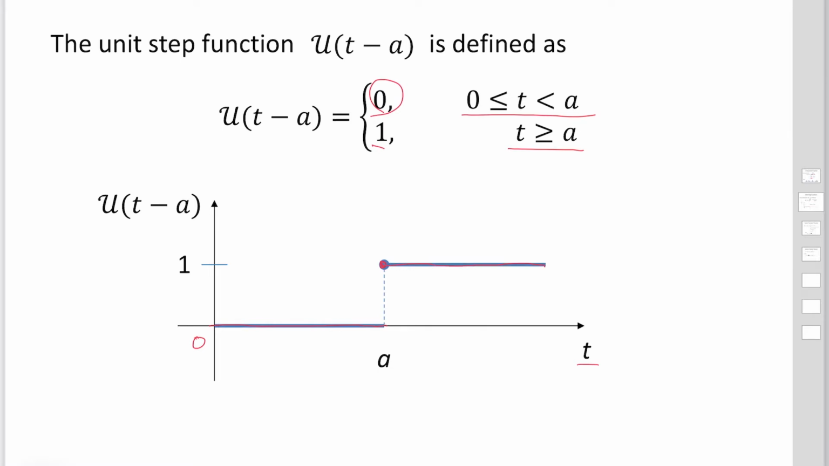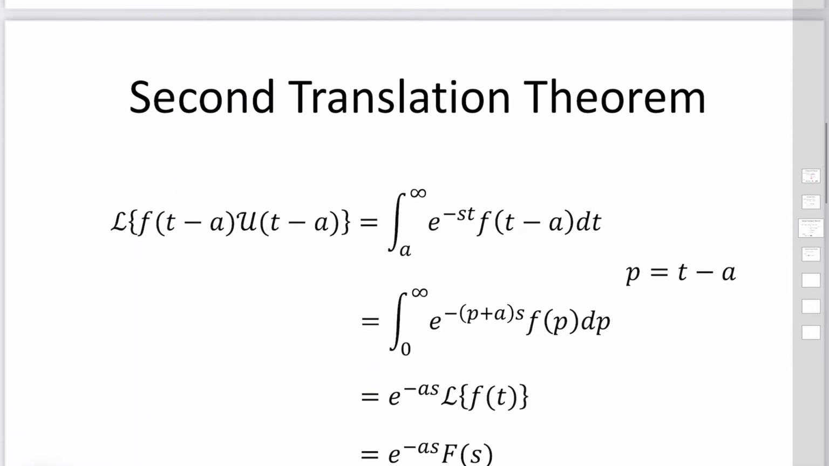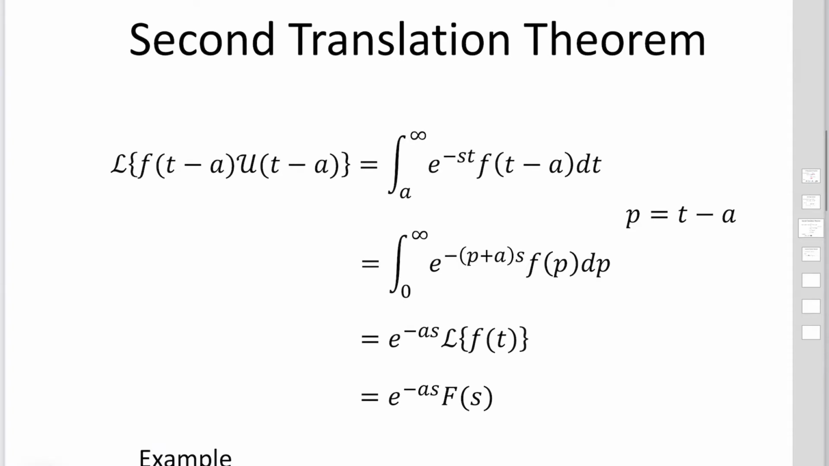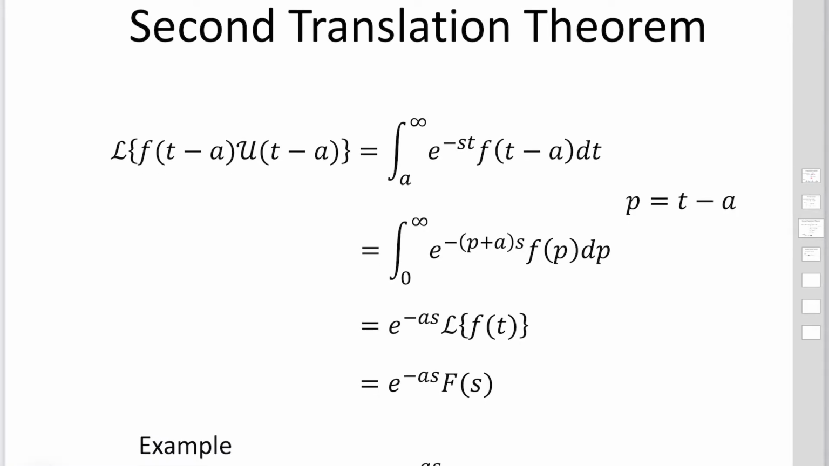Even if the function has a discontinuity at some point, we'd like to find the solutions of differential equations. This is a method to introduce functions with discontinuities at t equal a. Then we'd like to introduce the second translation theorem. We consider the product of two functions: f(t minus a) times the unit step function u(t minus a). The Laplace transform of such a function.